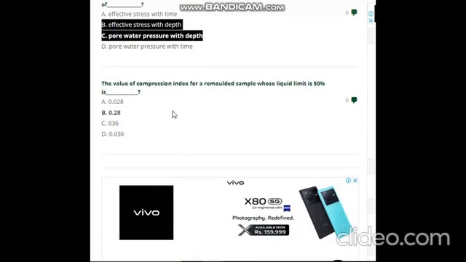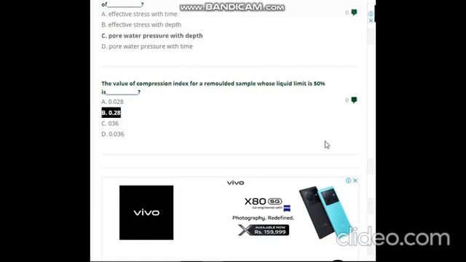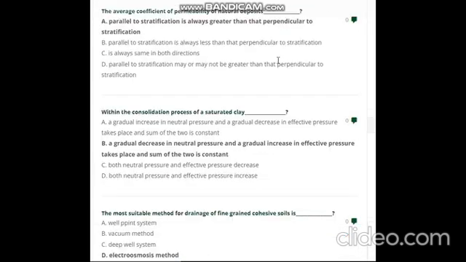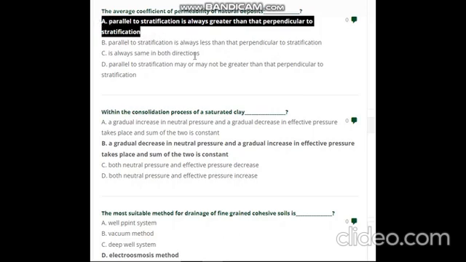The value of compression index for a remolded sample whose liquid limit is 50% is 0.28. Answer is correct. In soil mechanics and foundation engineering, page number 7, the average coefficient of permeability of natural deposit parallel to stratification is always greater than perpendicular to stratification.